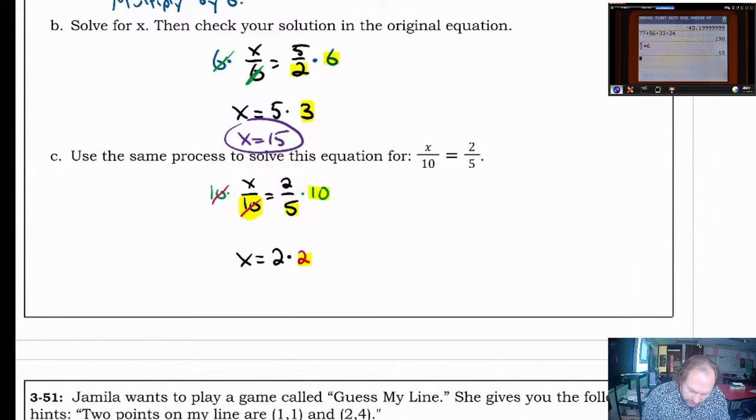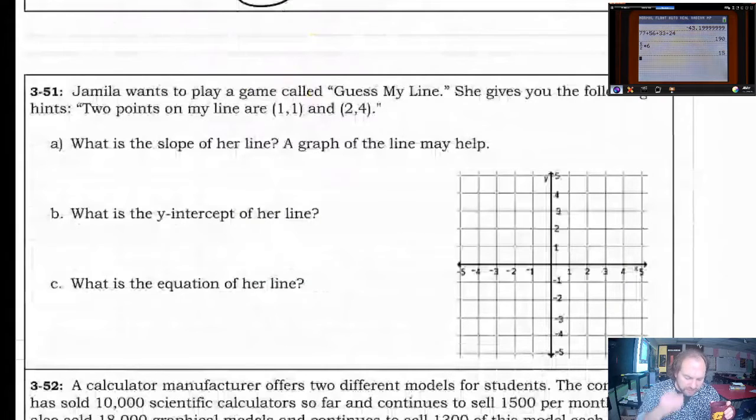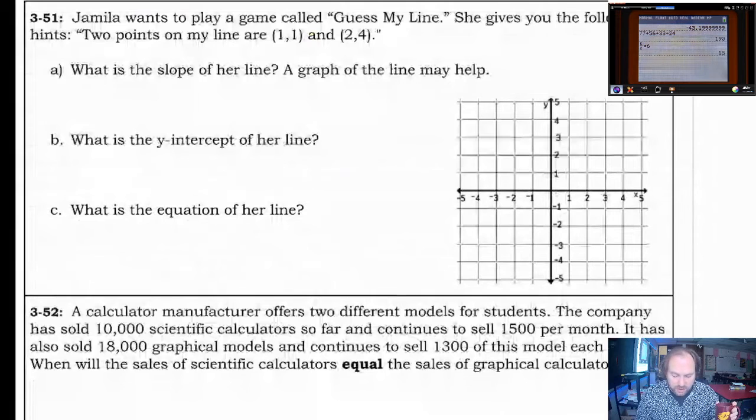And that's going to be 2 times 2, which is equal to 4. And there you go. So you really got to think about the process, but then also the execution. There's a couple different things happening here. On the next page, 351, Jamila wants to play a game called Guess My Line. She gives you the following hints. 2 points on my line are (1, 1) and (2, 4).